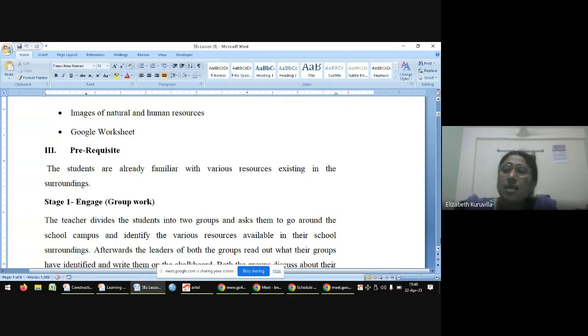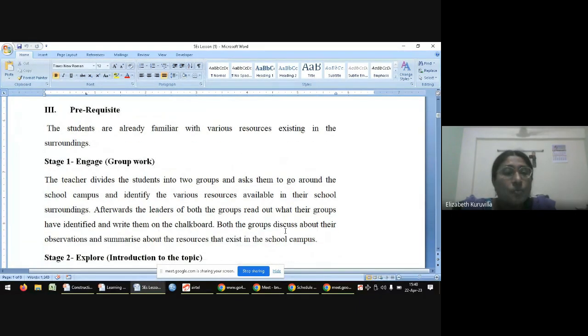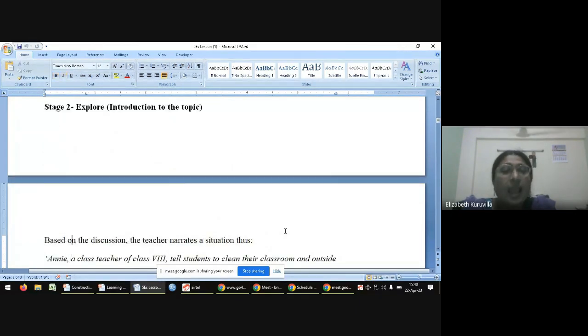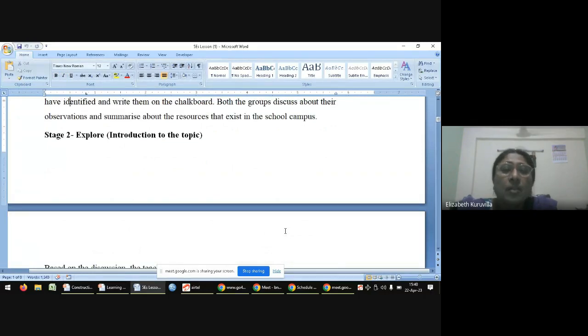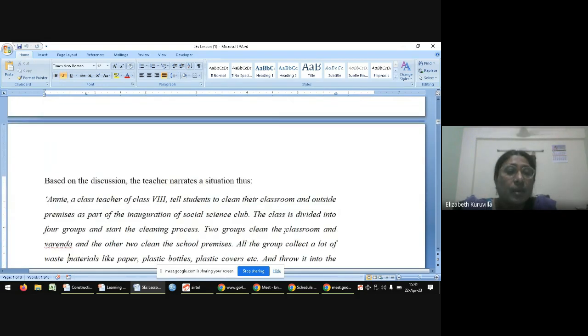Afterwards, the leaders of both the groups read out what their groups have identified and write them on the smart board. Both the groups discuss their observations and summarize the resources that exist in the school campus. This is the first stage, engage. Coming to stage 2, explore, there the teacher is introducing the topic.